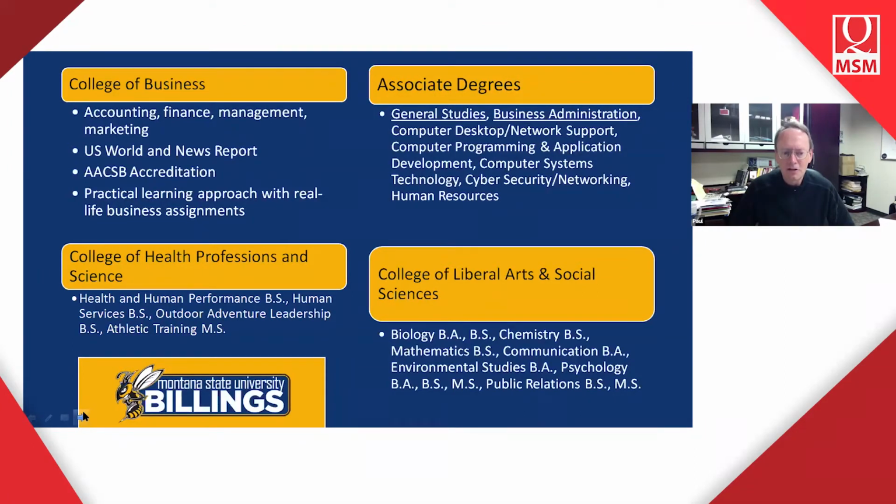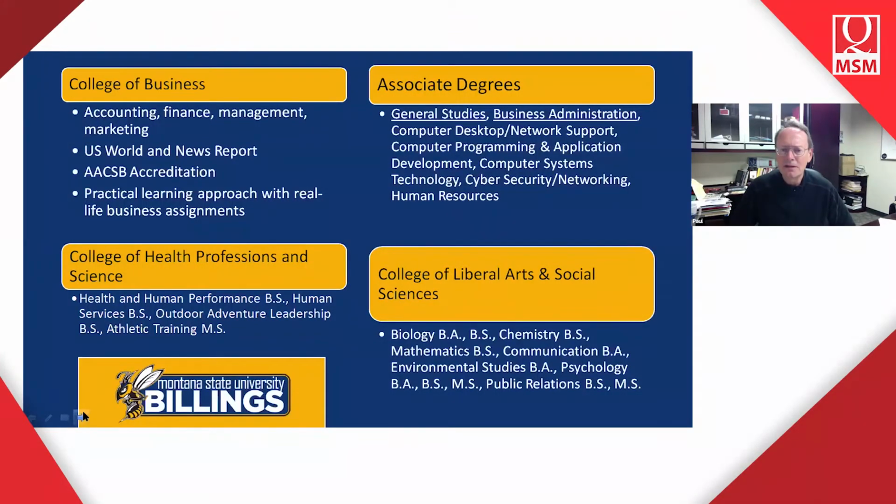But at the same time, we have a College of Health Professions and Science. This is health and human performance. Health is a very important business sector here in the city of Billings. We are a regional hospital center, so there are many hospitals and health providers in the city. So our students work very closely with the hospitals and the providers. We have a human services bachelor's degree, a very interesting program in outdoor adventure leadership, athletic training, coaching, and such types of bachelor's degrees, and also at the master's level.